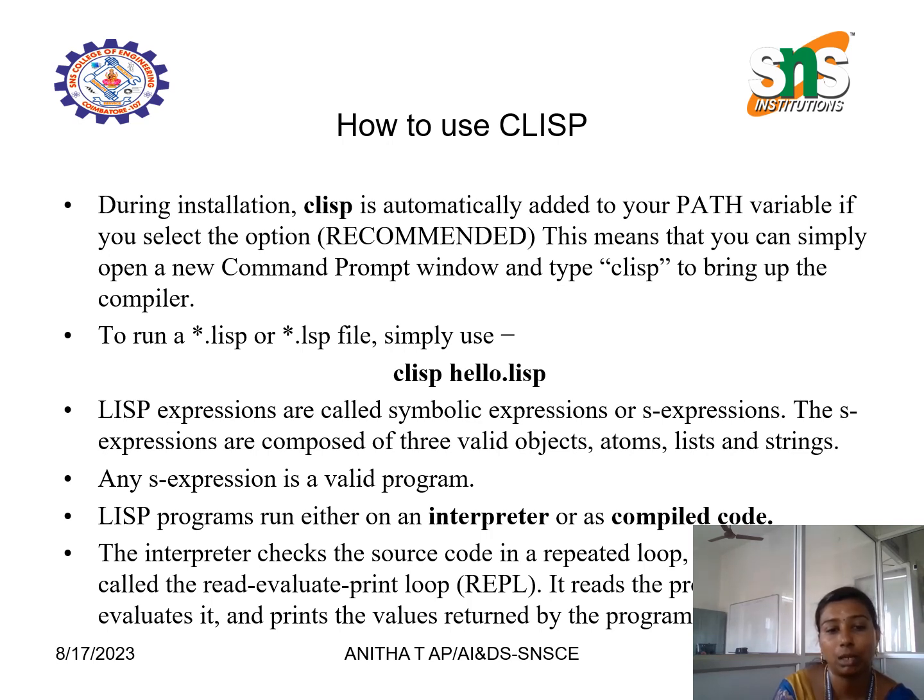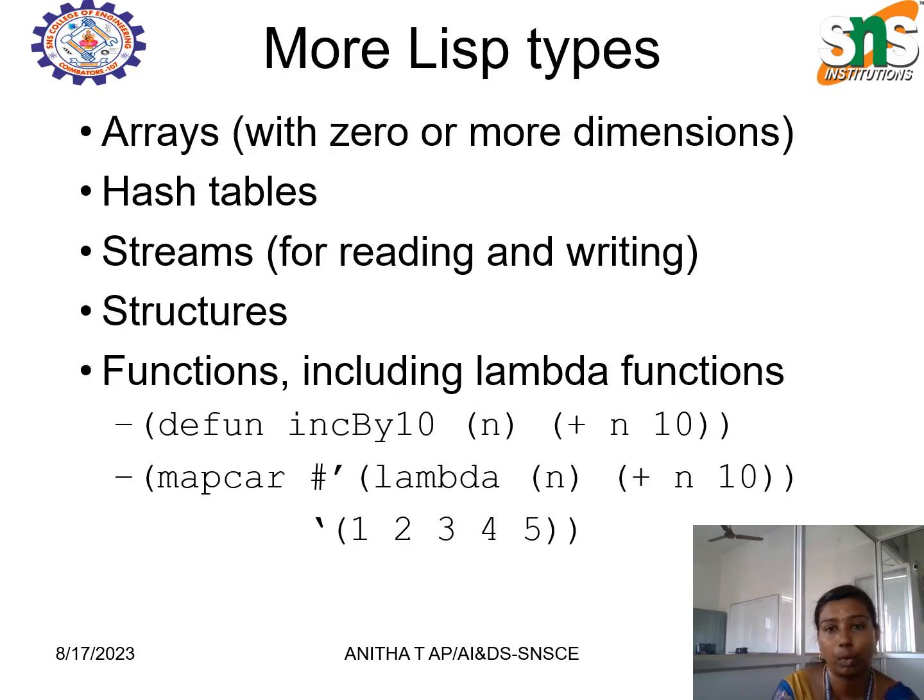Lisp expressions are called symbolic expressions or S-expressions. The S-expressions are composed of three valid objects: atoms, lists, and strings. Any expression is a valid program. Lisp programs run either on an interpreter or as compiled code. The interpreter checks the source code in a repeated loop called the read, evaluate, print loop. It reads the program, evaluates it, and prints the value returned by the program.